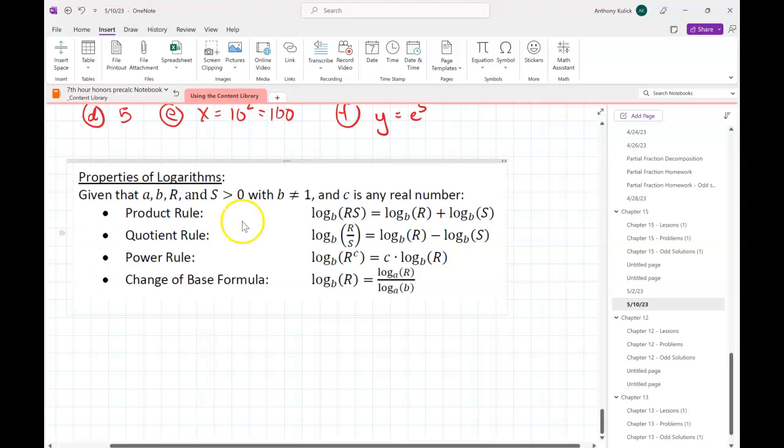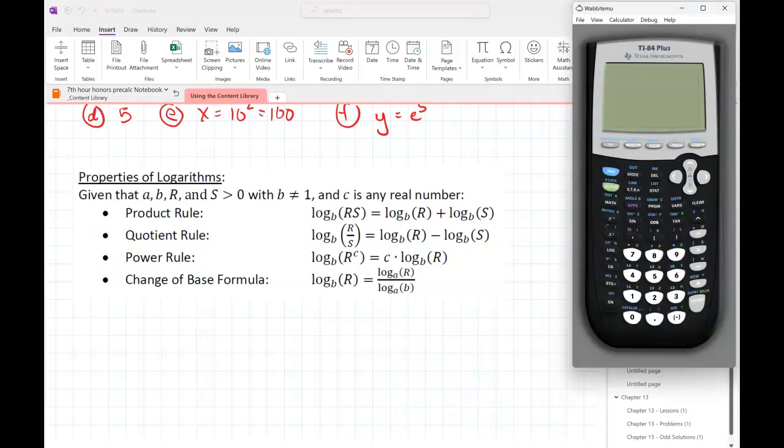There are 4 big properties of logarithms. In all reality, only the first 3 are going to be ones that we'll regularly use: the product, quotient, and power rules. The last one, the change of base formula, when Mr. Kulik was a high school student, would have used the heck out of. You guys no longer really need to use this. The reason is you have a calculator that can do the log of any base. When Mr. Kulik was in high school, he did not.